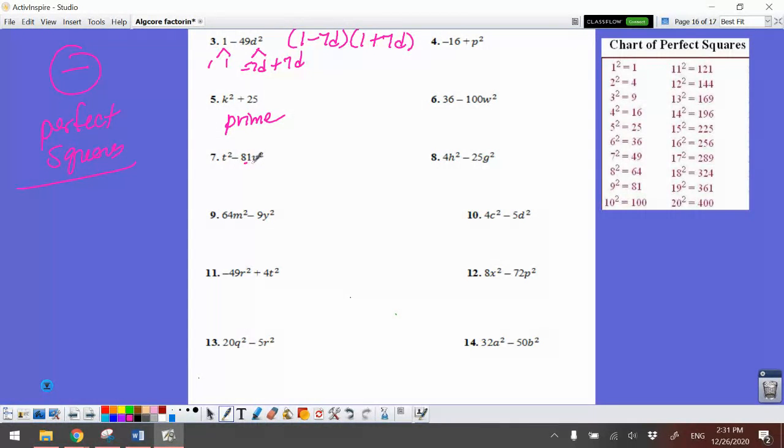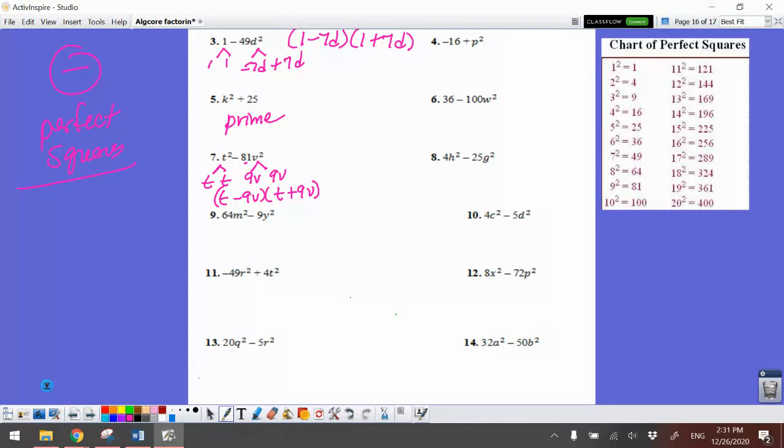T squared minus 81v squared. Well, that's a t and a t. And 81 is a 9v and a 9v. So I have t minus 9v and t plus 9v.